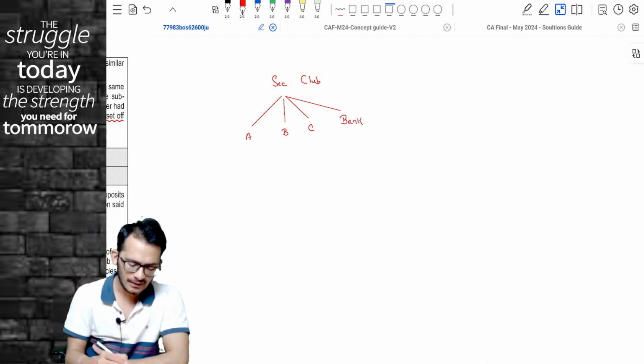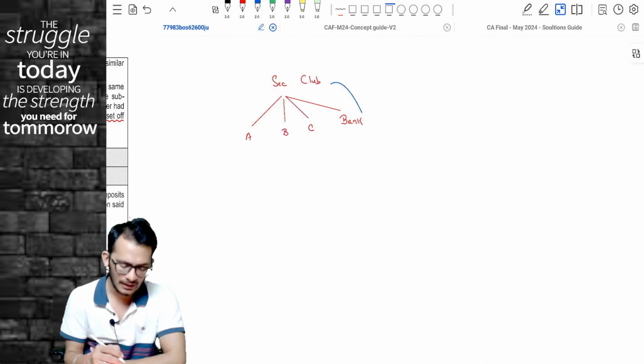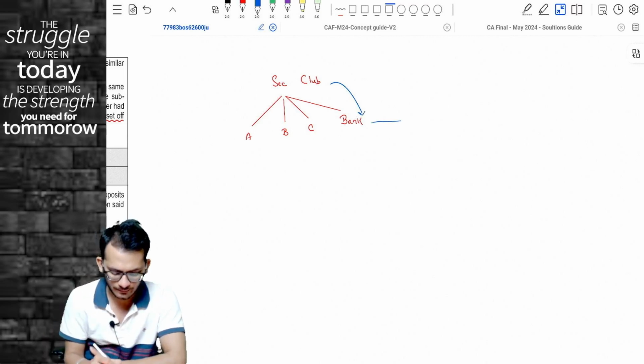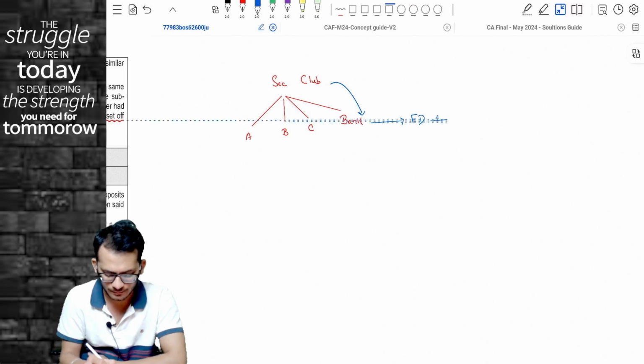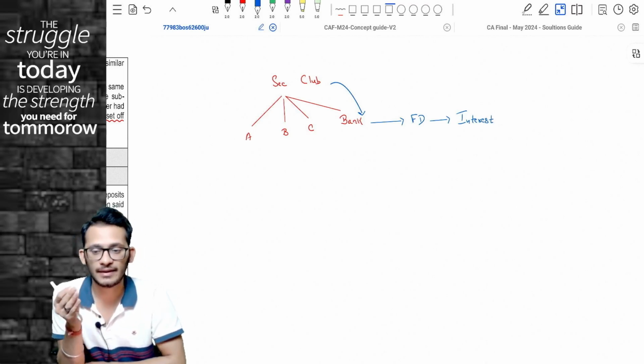So, Sikandrabad Club went to the bank and informed the bank, I have money in my hand. In order to ensure that I keep it safe, I am giving this money to you. Create an FD for it. The bank ended up creating an FD. Now, obviously, when you create an FD, you will also get interest. So, Sikandrabad in the current year earned interest on the FD which it created with the bank.